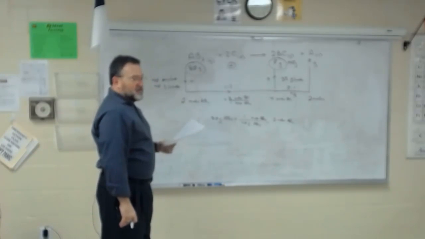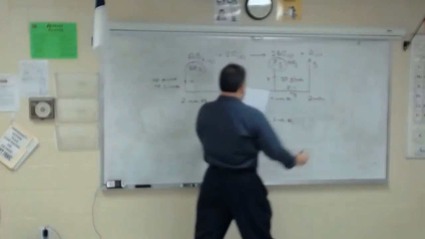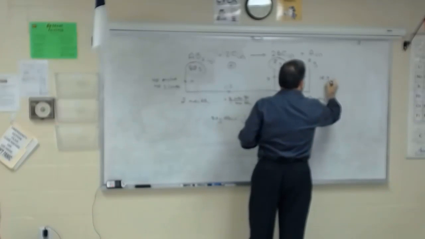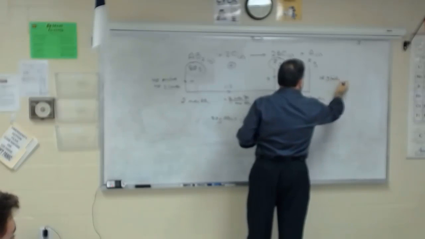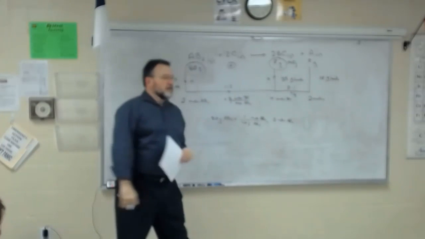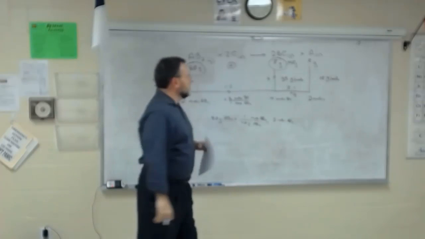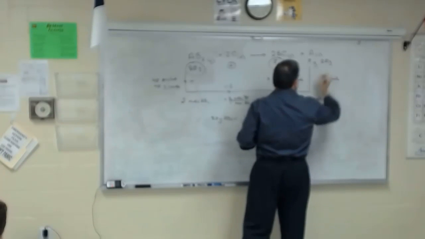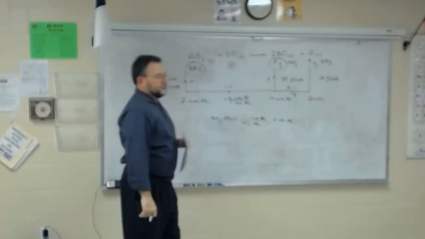What is the mass of A that's produced? Well, A has a molar mass of 10 grams per mole. So 2 moles times 10 grams per mole is 20 grams of A.